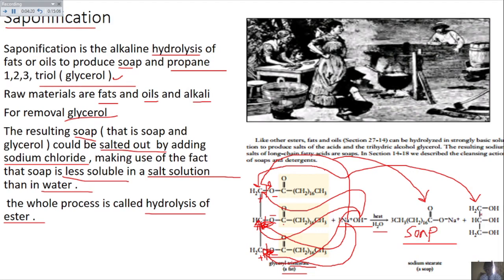Another name for glycerol is 1, 2, 3, that's what I told you, is propane. This is propane. You name this as propane. Then you now indicate the position of the OH: 1, 2, 3.